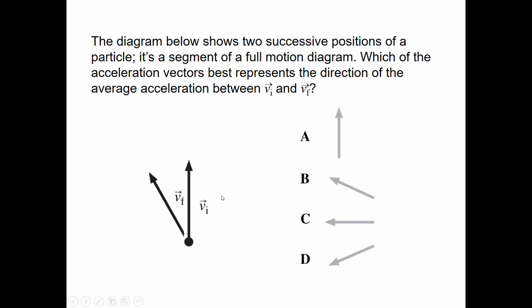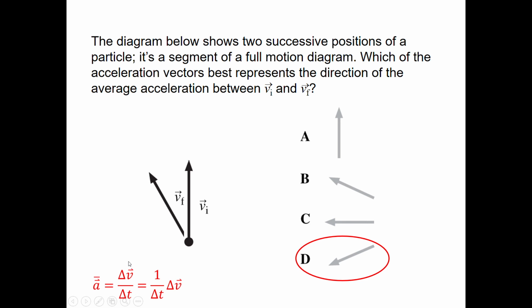Okay, the answer can be gotten by thinking about the average acceleration being equal to delta v over delta t, where delta v is the change in the velocity vectors. The direction of the average acceleration is the same as the direction of the change in the velocity vector between initial and final. The change in the velocity vector, v final minus v initial, can be gotten by placing the tails at the same location and going from the tip of the initial to the tip of the final. So it would be a vector that goes down and to the left like that. So it looks like D is the best choice, right?